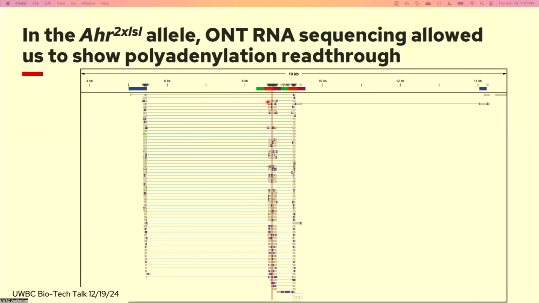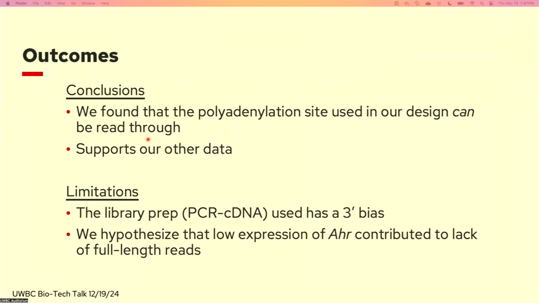This line corresponds roughly to where we anticipated transcription should end at the polyadenylation site, but we consistently see transcription continue past the polyadenylation site into the right homology arm, where it encountered a cryptic splice donor. That then continues on to the second LSL cassette splice acceptor. And this helped us understand what was going on with our project and supported other data. And so we were able to conclude that the polyadenylation site used in our allele can be read through, again, explaining our downstream transcription, and it supports our other data.